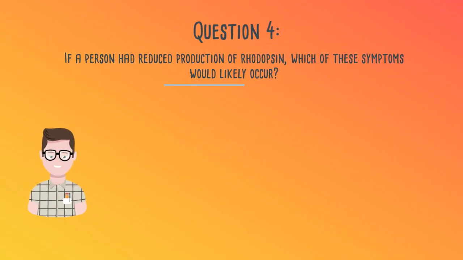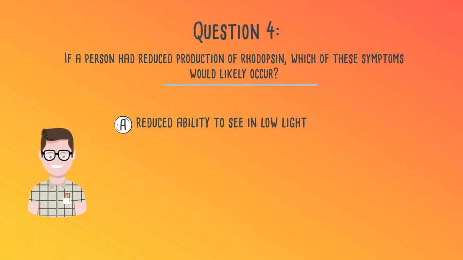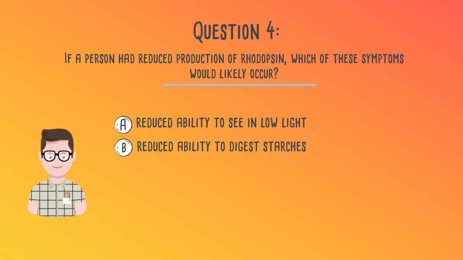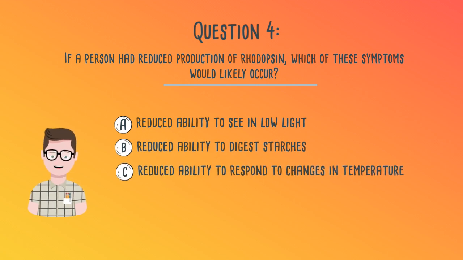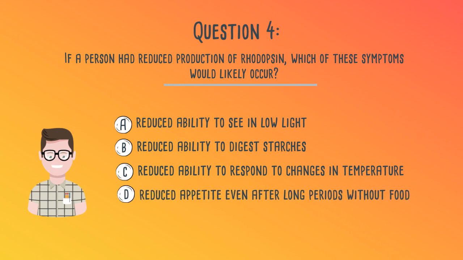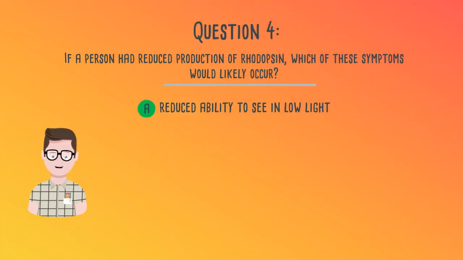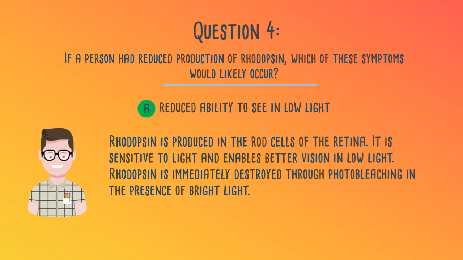Question 4. If a person had reduced production of rhodopsin, which of these symptoms would likely occur? A. Reduced ability to see in low light, B. Reduced ability to digest starches, C. Reduced ability to respond to changes in temperature, or D. Reduced appetite even after long periods without food. The correct answer is A. Rhodopsin is produced in the rod cells of the retina. It is sensitive to light and enables better vision in low light. Rhodopsin is immediately destroyed through photobleaching in the presence of bright light. If this question seemed confusing, be sure you notice the word likely in the question. It can really make a difference in which answer you choose.